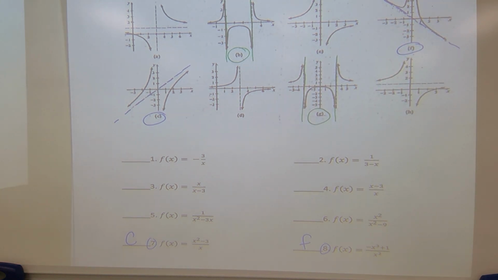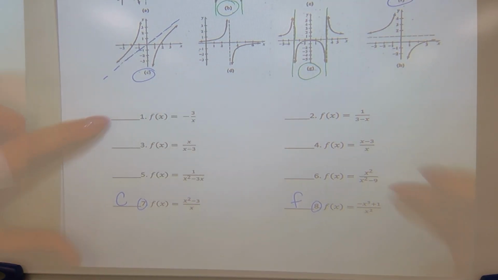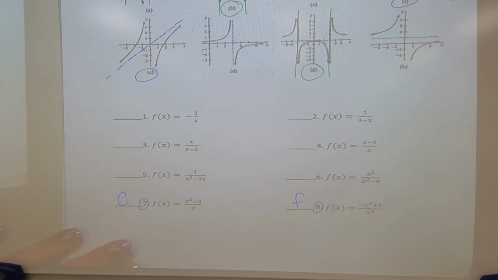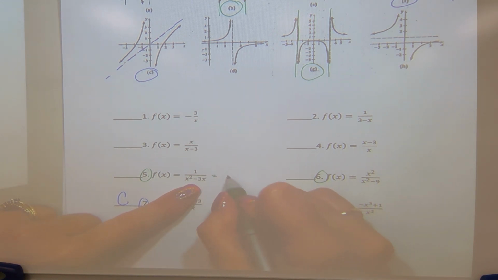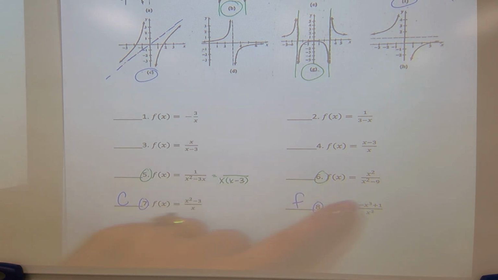My vertical asymptotes come from values that give me a 0 in my denominator. So I'm looking for equations for functions where I have a denominator that I can factor. Which functions, 1 through 6, have denominators I can factor? Well, that looks like numbers 5 and 6. If I factor number 5, my denominator, I can factor out that x and I get x minus 3. If I look at number 6, my denominator is a difference of squares.